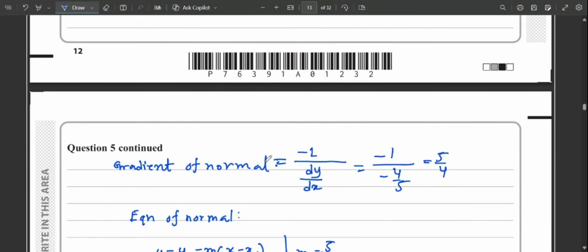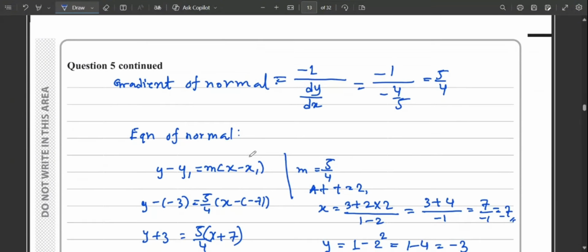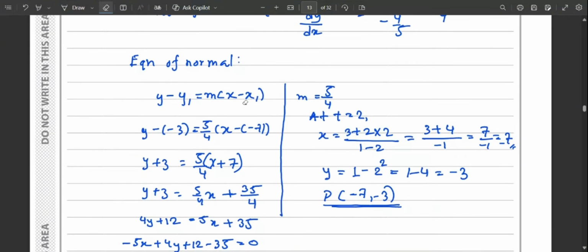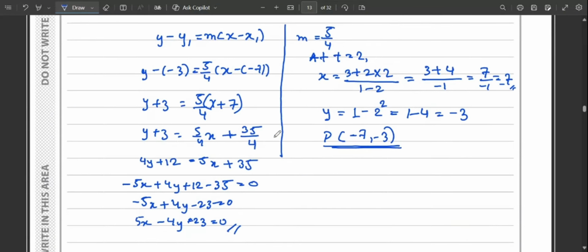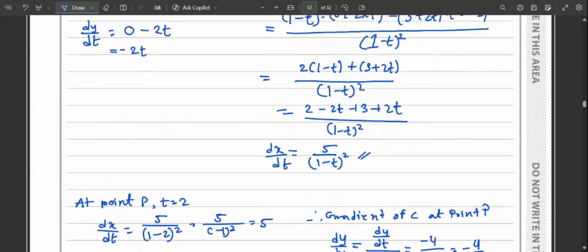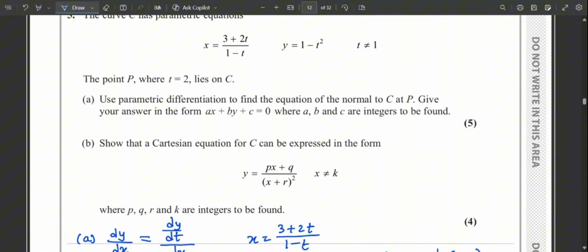We used the gradient of point P to find the gradient of the normal, and then in order to find the equation of the normal, we used the parametric equations to find the coordinates of point P. We used the coordinates of point P and the gradient from our answer to calculate the equation of the normal. So this was our whole part A.